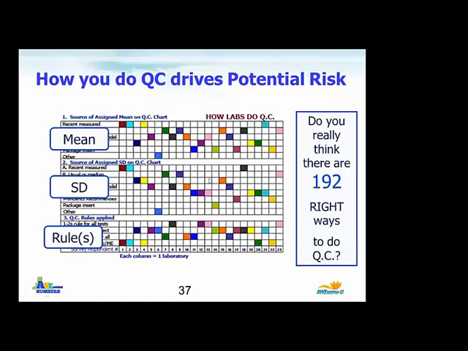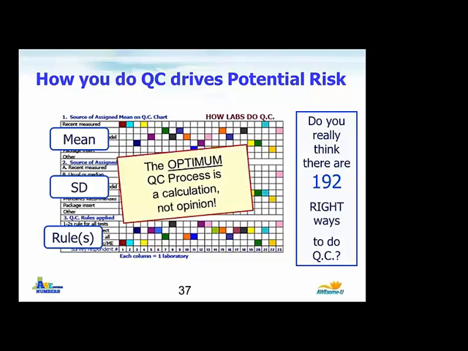Here's why this happens. Everybody does QC differently. I've done this survey and it's still up. Some of you have taken it. Everybody takes their mean, their SD, and their rules for the QC charts from a different place. That's not how it's written. That's not the theory, but it certainly is the practice.